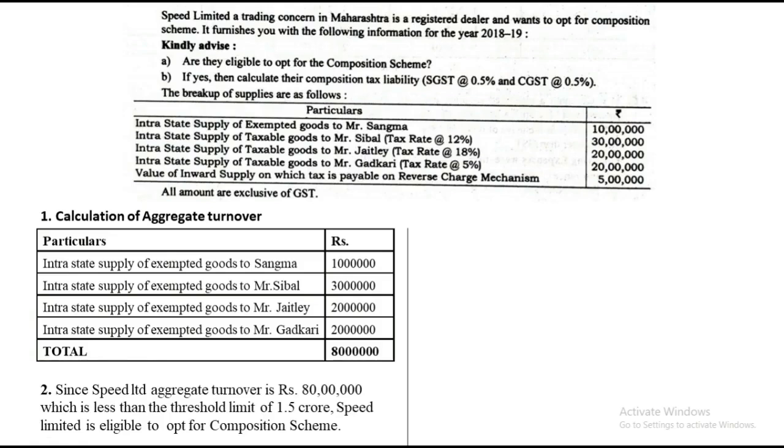So we will note down the answer: since Speed Limited's aggregate turnover is rupees 80 lakhs, which is less than the threshold limit of 1.5 crores, Speed Limited is eligible to opt for the composition scheme. Very simple sum. The first part is done.